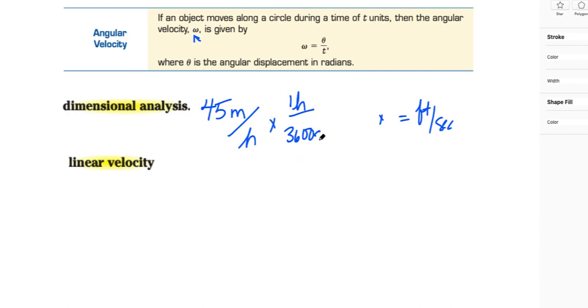Okay, so that would change our hours to seconds, and then for our miles, we would recognize that we need 5,280 feet to 1 mile. So after we go through this dimensional analysis, we would get our answer in feet per second. And so that's what that is.